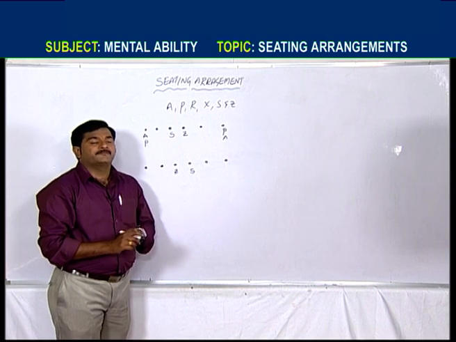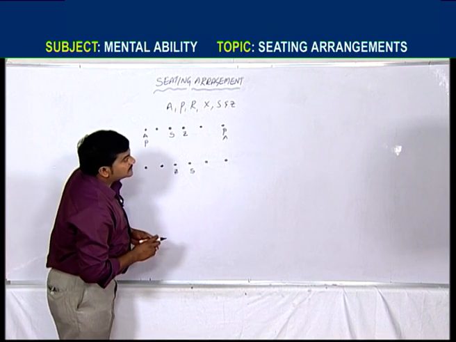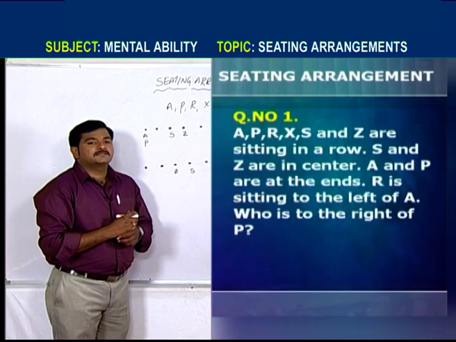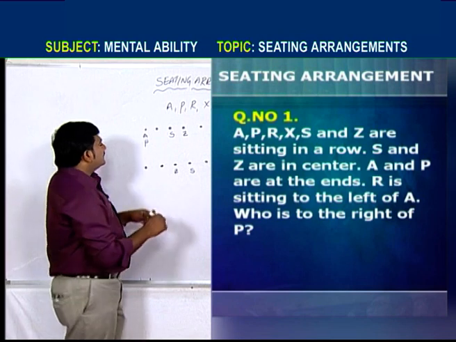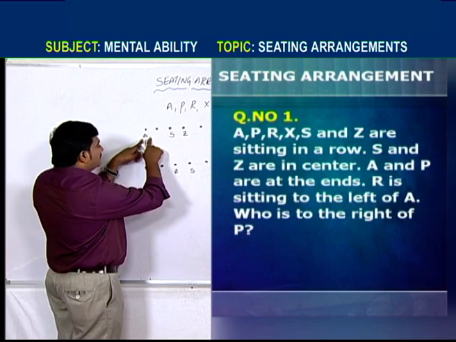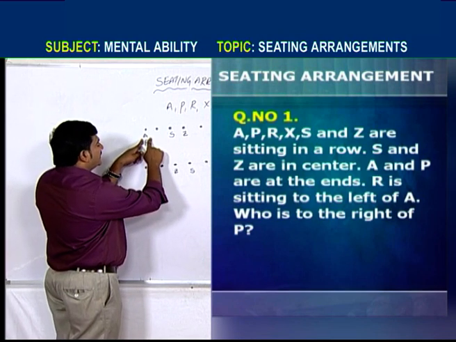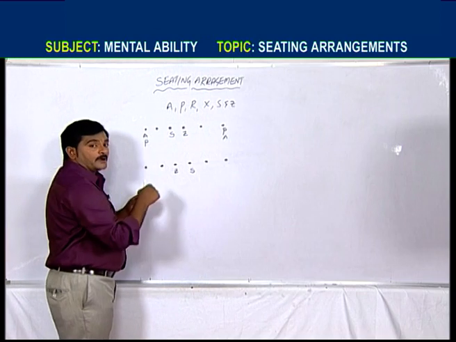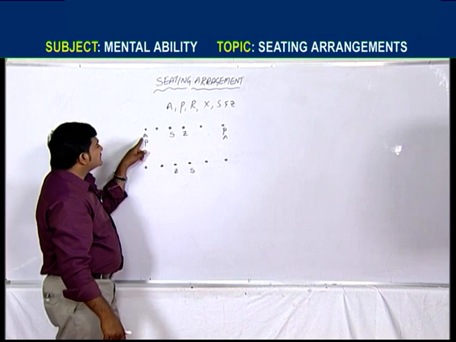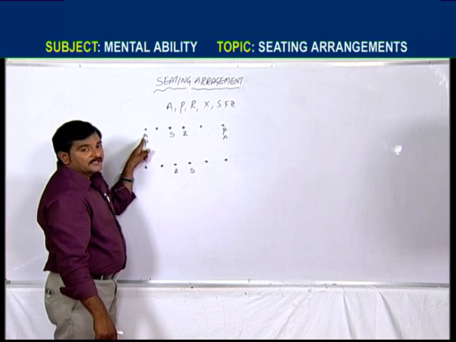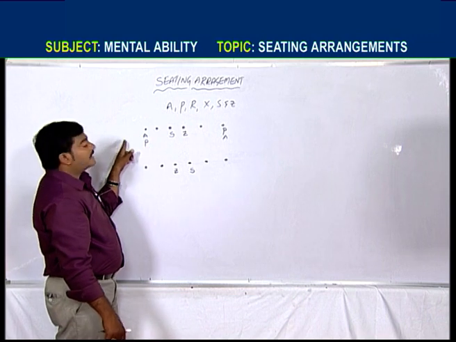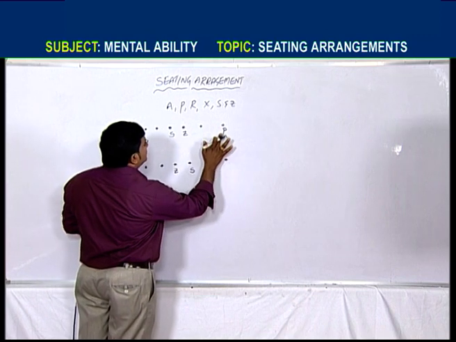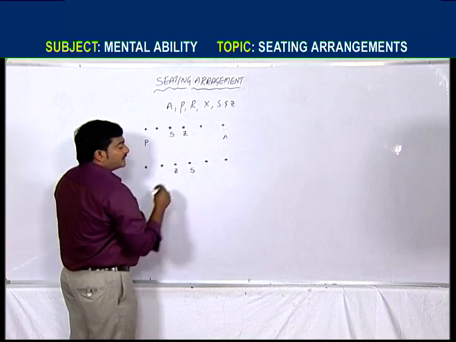The next condition is: R is sitting to the left of A. See the given condition, R is sitting to the left of A. For example, assume that A is sitting here. If A is sitting here, R must be to the left of A. But is it possible to arrange R to the left of A? It is not possible. That's why we can say A should not be here. If A should not be here, then P should not be here.